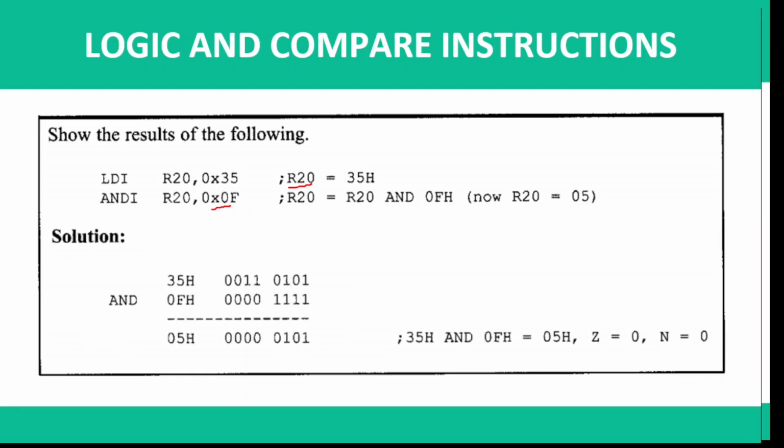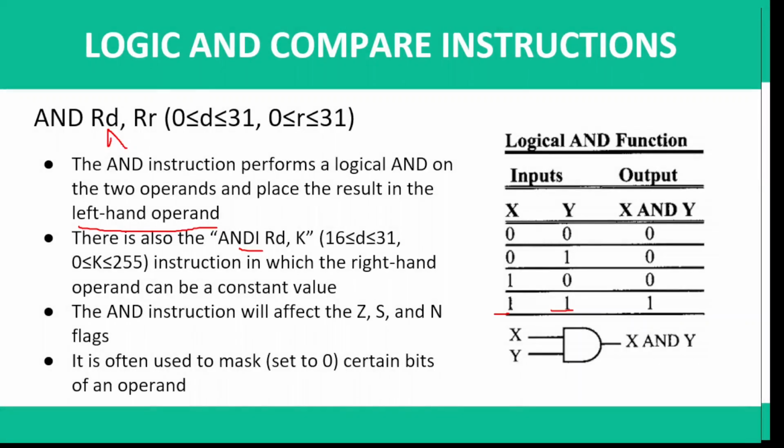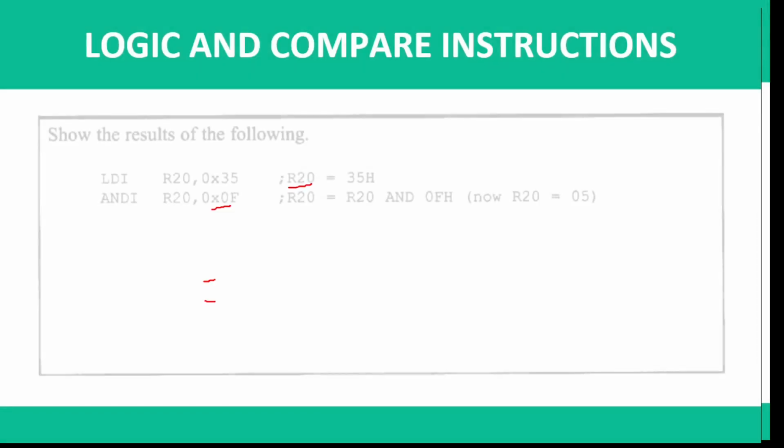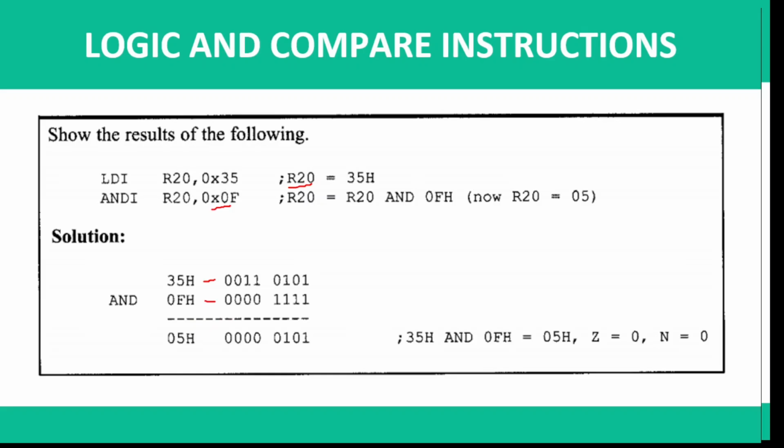How come we have that value? Putting 35 hex to binary and 0Fh to binary, we can see that it follows the rule that it masks certain bits of the operands. As you can see, the first nibble of this digit has a value of 0, and the next nibble is 0101. With that, the result is 05, Z is equal to 0 and N is equal to 0.